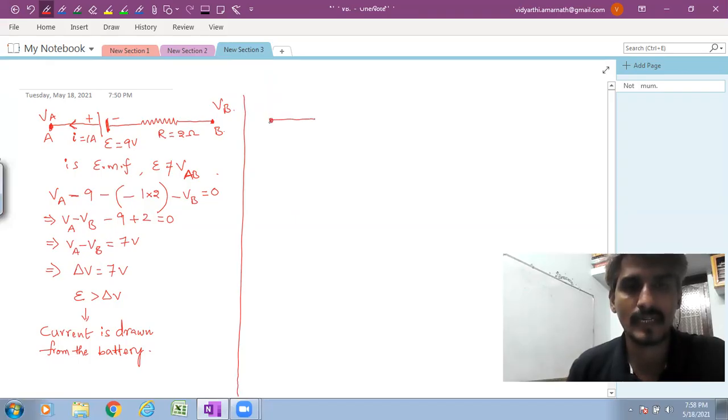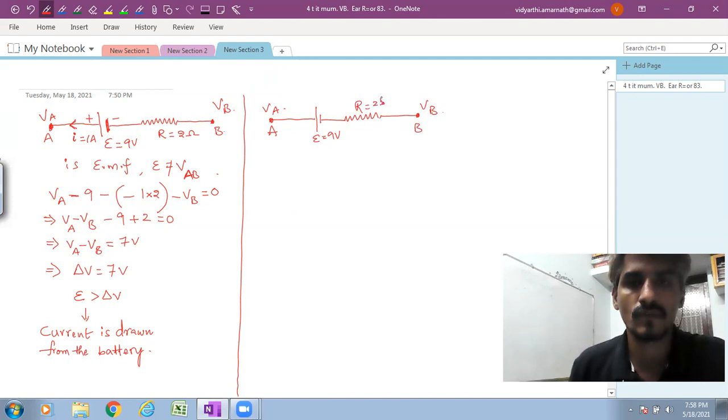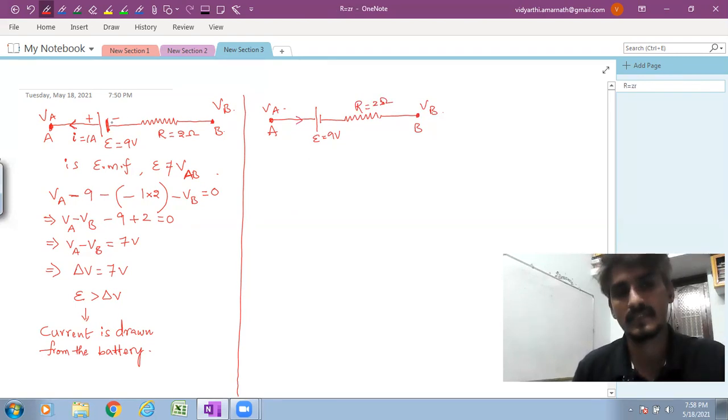Suppose the same situation we discuss in a different way. Let us assume that this is terminal A. This is a battery, and this is a resistor, and this is B. Let us take this as VA. Potential at point B is VB. This is the same 9 volts, and this resistance R is 2 ohm. But the current direction is opposite to the previous example, and the value is the same, 1 ampere.